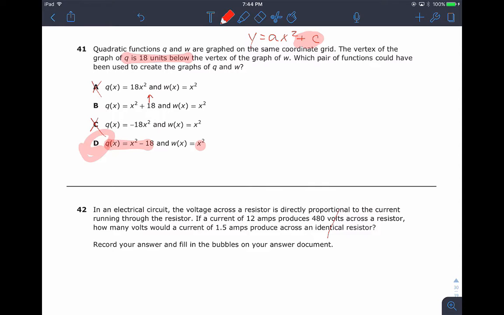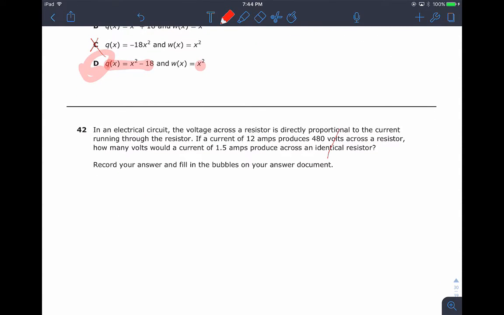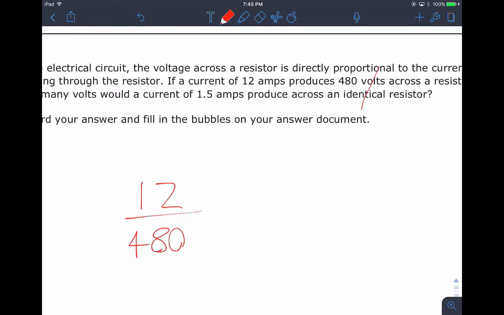All right, look at this one here. Question 41. In an electrical circuit, the voltage across a resistor is directly proportional to the current running through the resistor. If a current of 12 amps produces 480 volts across the resistor, how many volts would a current of 1.5 amps produce in the identical resistor?